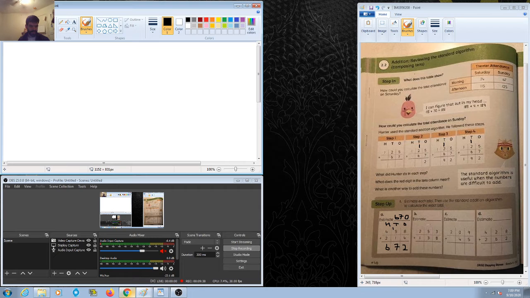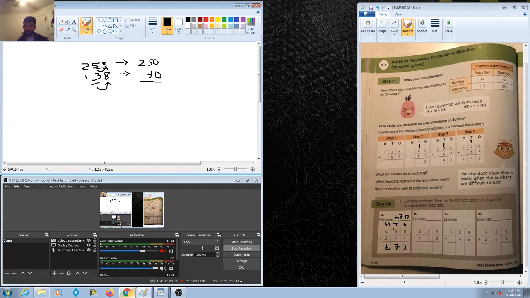Alright, for B, our estimation is going to be the sum of 253 plus 138. Okay, so 253, we look at the 5, look to the right. This is going to round down to 250. And then we have 138, we look at the 3, look to the right, 8 is 5 or greater, so this is going to round up to 140.